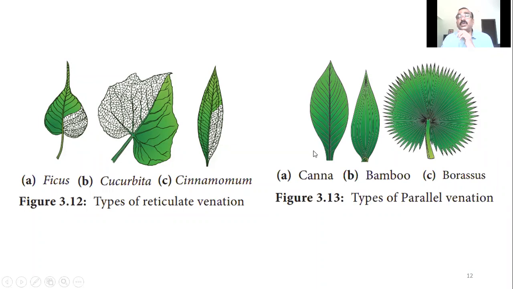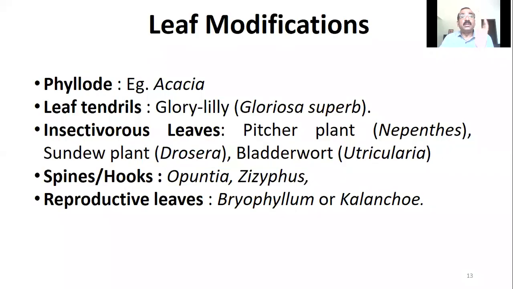Parallel is also like that. This is unicostate parallel. There is one midrib and there are many parallel branches. But see, this is multicostate. Look at the borassus leaf, the palm tree, its leaf looks like this. Parallel venation but multicostate. Many midribs come. So venation is parallel or reticulate. Okay. So this is clear.